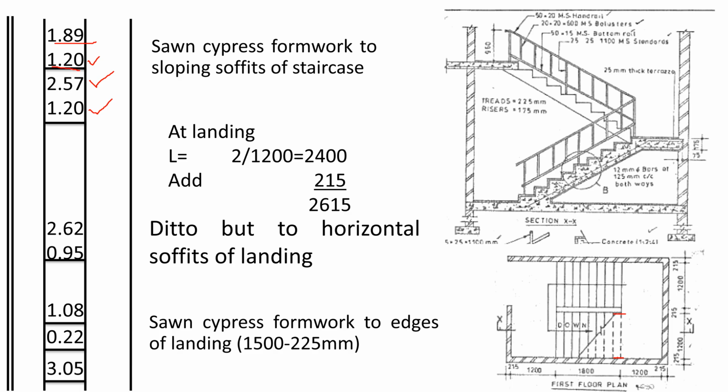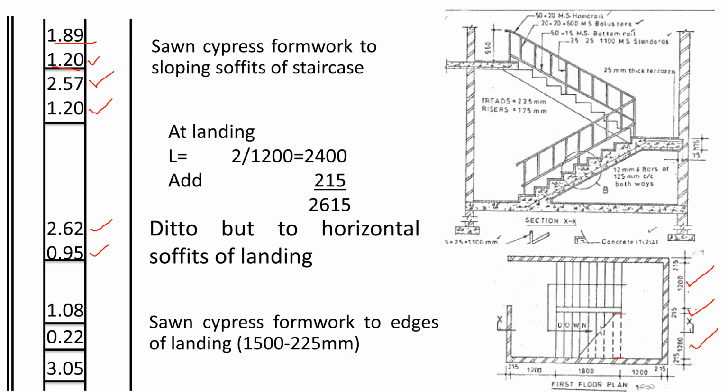We go to the landing. How do we calculate the formwork for the landing? We shall take the width of the landing, which we had already calculated, which was 0.95. Then we multiply by the length of the landing. The length of the landing, we shall take 1200 here plus 1200. We add this to the 150 wall, which is at the center. Then we get 2615. So for the area of the landing, we shall take 2.62 for the length, and the width of the landing is 0.95.